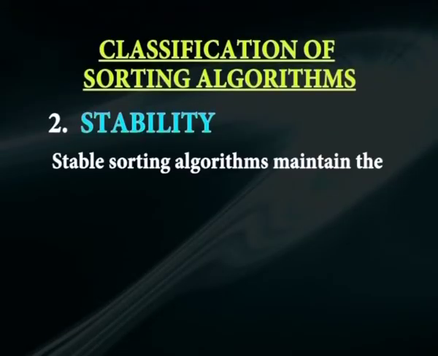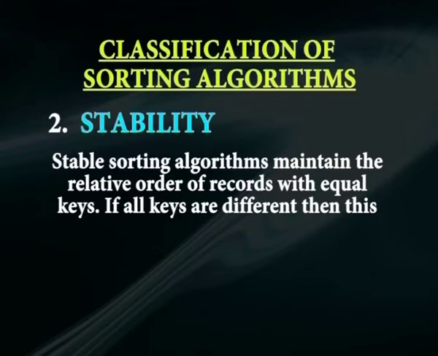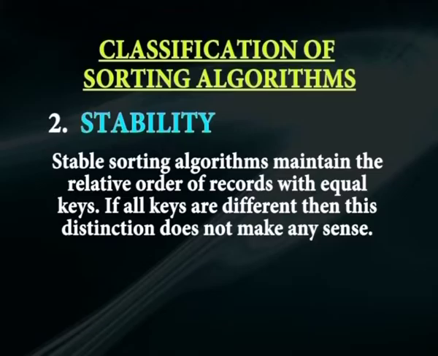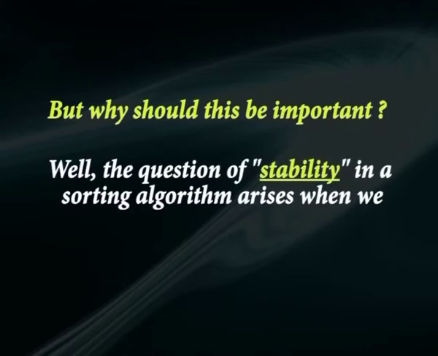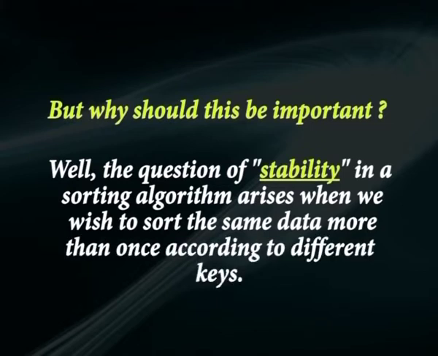Stability. Stable sorting algorithms maintain the relative order of records with equal keys. If all keys are different, then this distinction does not make any sense. But if there are equal keys, then a sorting algorithm is stable if whenever there are two records R and S with the same key and with R appearing before S in the original list, R will appear before S in the sorted list. But why should this be important? Well, the question of stability in a sorting algorithm arises when we wish to sort the same data more than once according to different keys.